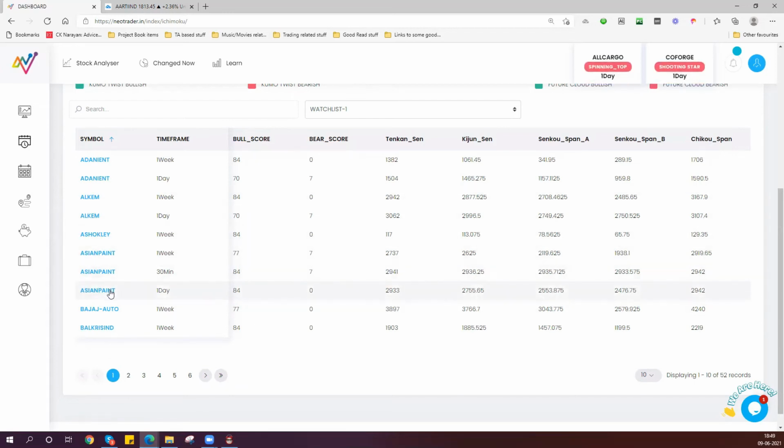Now, if you see here, Asian Paint, 1 week, 30-minute, 1 day. So the hourly chart is not bullish. Now the 30-minute chart has become bullish. So if the signal also comes in the 60-minute chart, then all 4 will become bullish. And that can be very, very buoyant for Asian Paint. You know, Asian Paint was slightly weakish yesterday, but it got back into bullish.